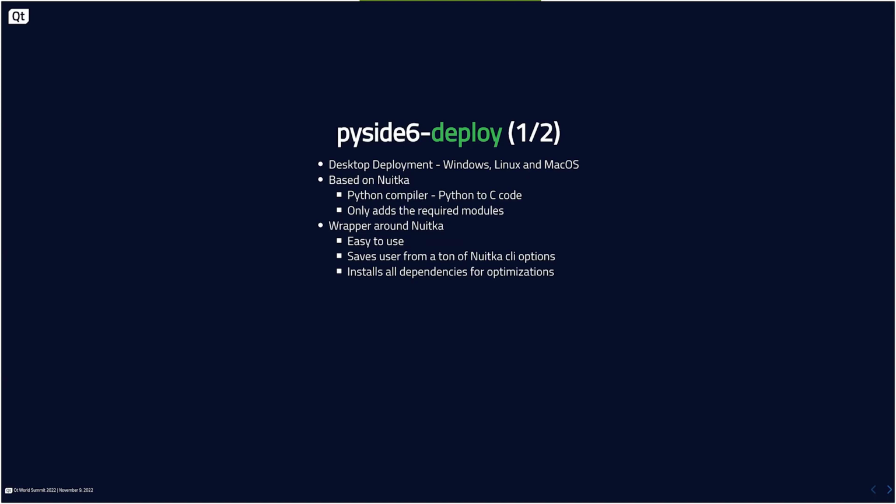It's based on another tool called Nuitka, which is actually a Python compiler. Nuitka converts this Python code into C code, which is actually linked to libpython, and then finally produces the executable. I mean, that is just a brief of how it happens in the background. Nuitka only adds the required modules in the sense that if you only need Qt core, it will only add Qt core. It doesn't add all the binaries from Qt widgets or QML or anything else.